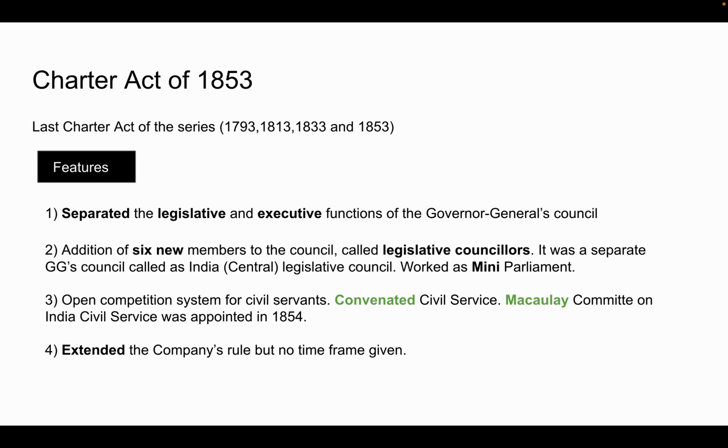But that did not happen in the case of this Charter Act of 1853, because the British Crown wanted that they can terminate the company rule whenever they wanted. At any time the Parliament liked, whenever they wanted. So that is why there was no time frame given.